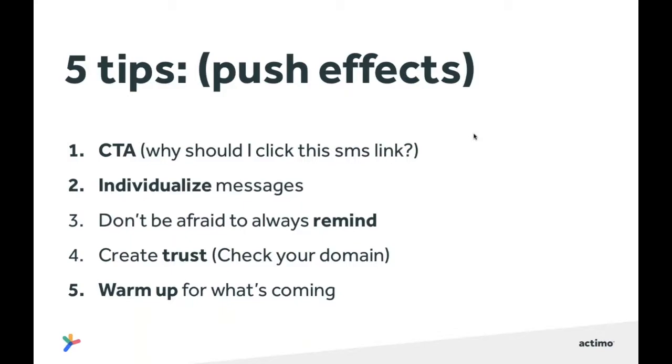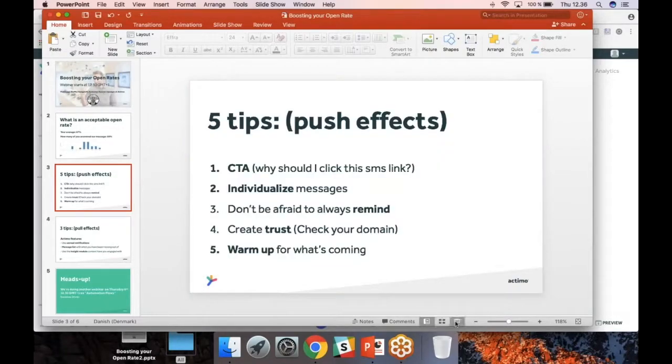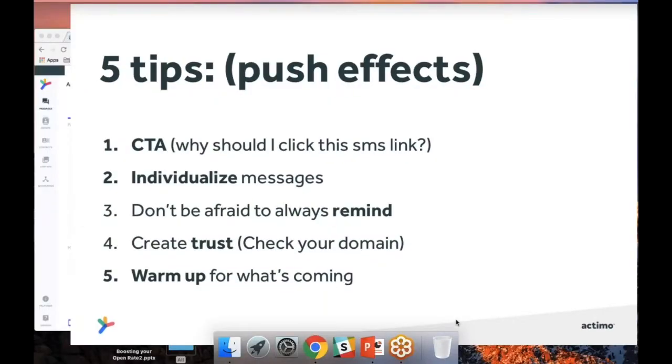The fifth item on our list for some of the effects that you can do instantly is to warm up for what's coming. You can either choose to use an automation in Actimo and send out a text message first, preparing them for what's to come. What we often do when we onboard a new customer is send out an email internally in the organization, post on the intranet, and use some of the other channels that you have available, and actually let people know that something is coming.